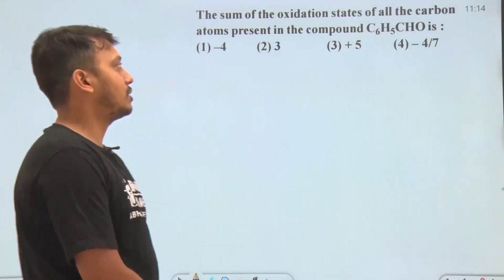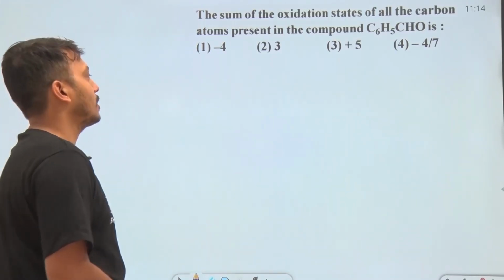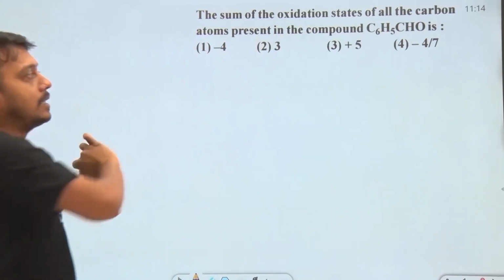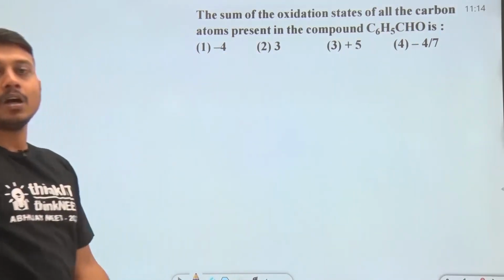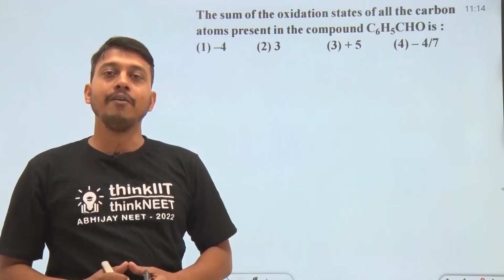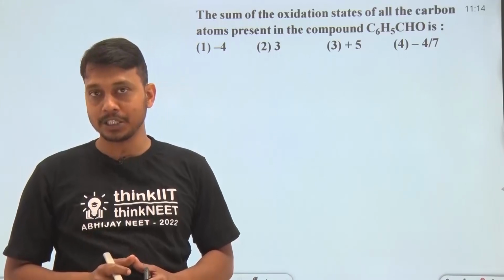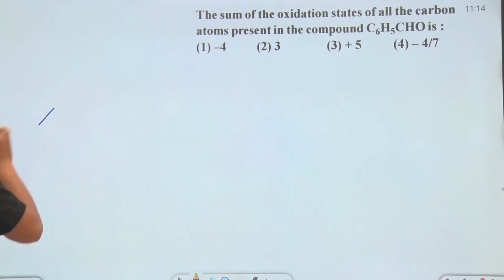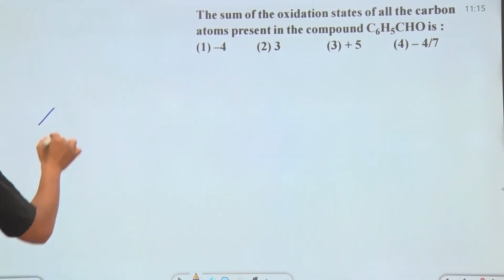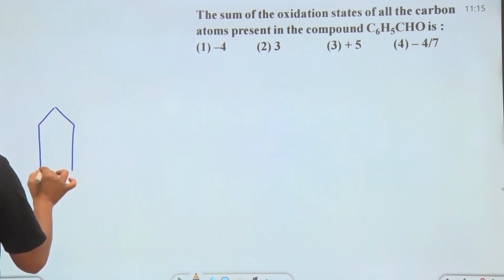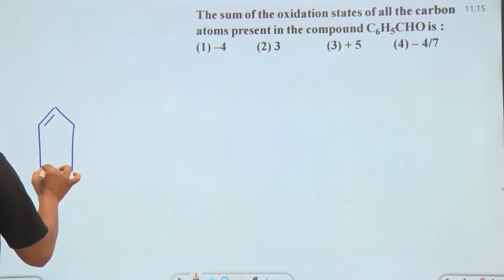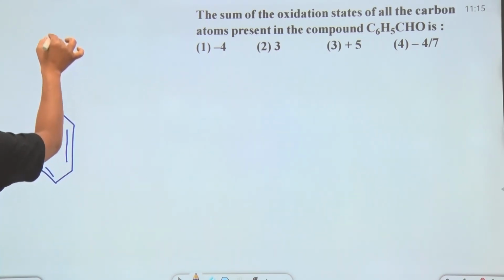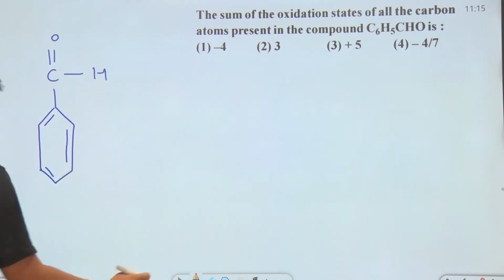So students, the next question is from the redox reaction chapter. The sum of the oxidation states of all the carbon atoms present in the compound benzaldehyde is. So basically in this question we have to find the sum of oxidation states of all atoms of carbon present in benzaldehyde. It means we have to find the oxidation state of all the carbon atoms individually and then sum these. Clear? If you directly calculate it by the X method, then that is the average oxidation state.